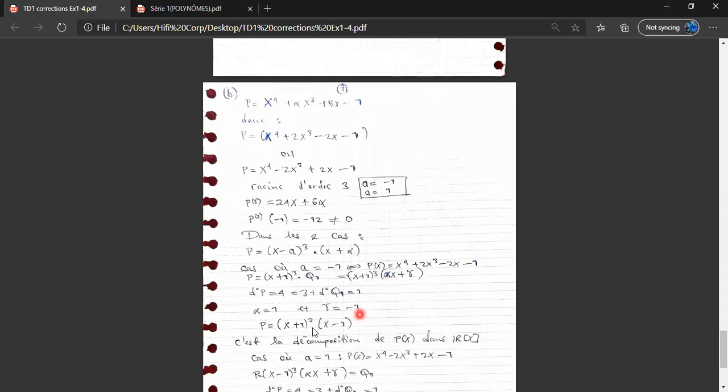So we just come and put them in the equation. P is equal to (x plus 1) to the power 3 times (x minus 1). Alors, c'est la décomposition de P of x dans R.